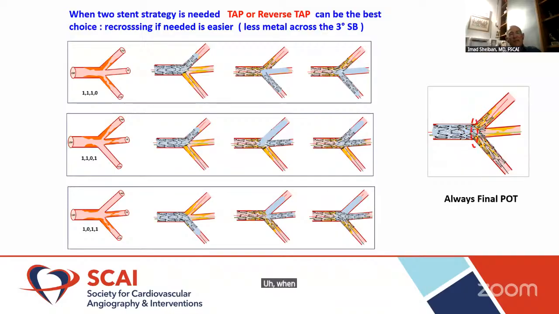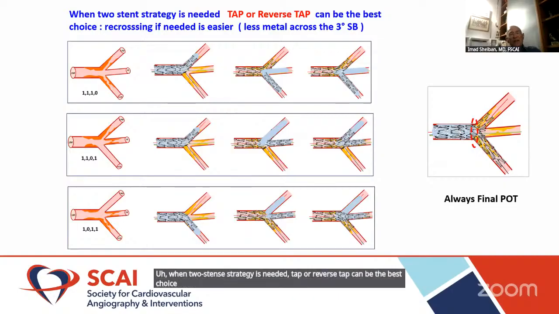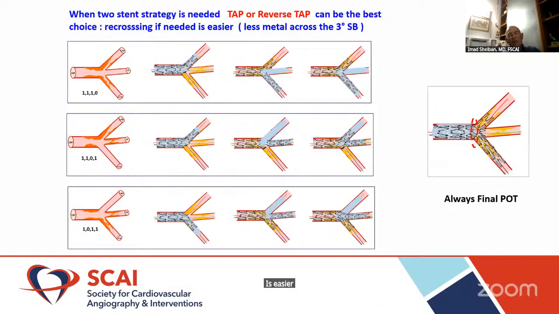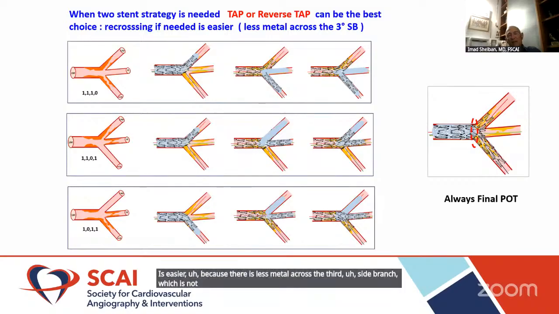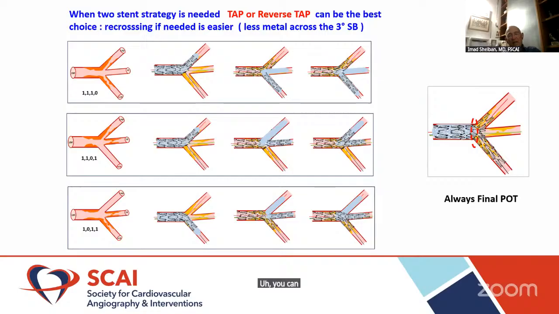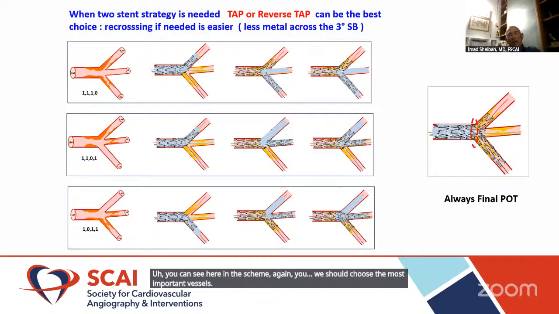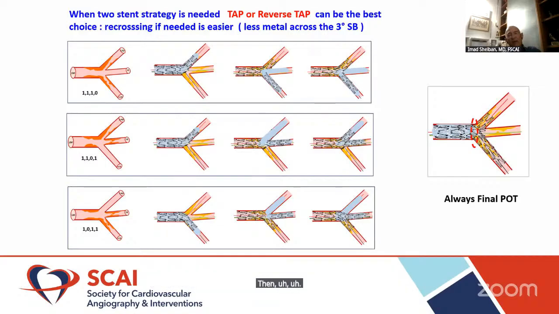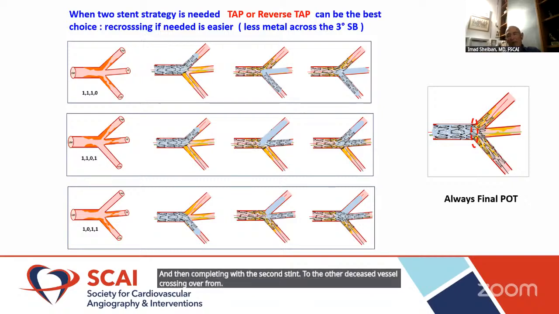When a 2-stent strategy is needed, TAP or reverse TAP can be the best choice. Recrossing, if needed, is easier because there is less metal across the 3rd side branch, which is not stented. You can see here in the scheme, again, we should choose the most important vessels, starting with the reverse stenting of the side branch, that means reverse TAP, and then completing with the 2nd stent to the other diseased vessel, crossing over from the main vessel, that means from left main.